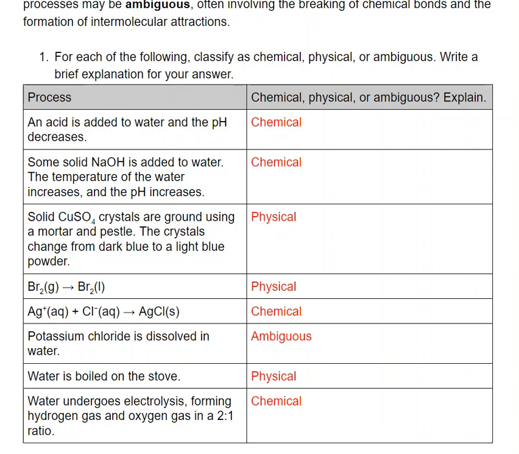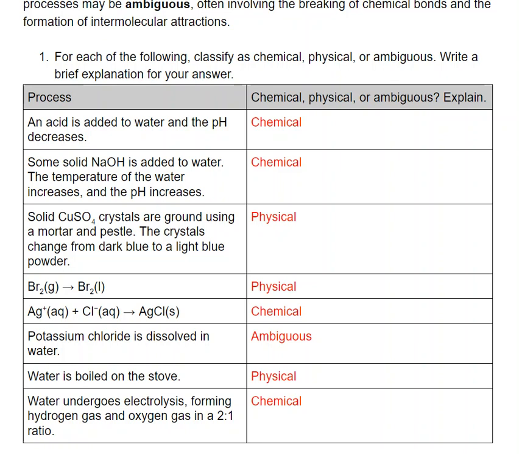Solid copper sulfate crystals are ground using a mortar and pestle. The crystals change from dark blue to light blue. So that is going to be a physical change. Sometimes a change in color accompanies a physical change. So here in this case, by grinding up those molecules, you're changing the way that light interacts with them. And the particles are much smaller, much finer, so light gets scattered. So we get that sort of light blue color.